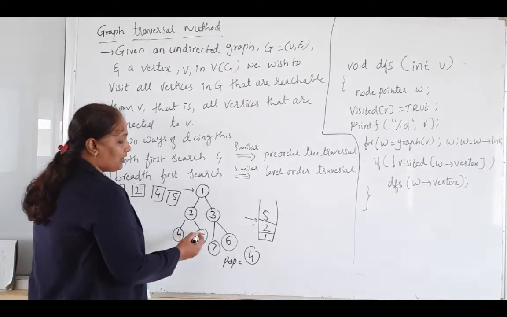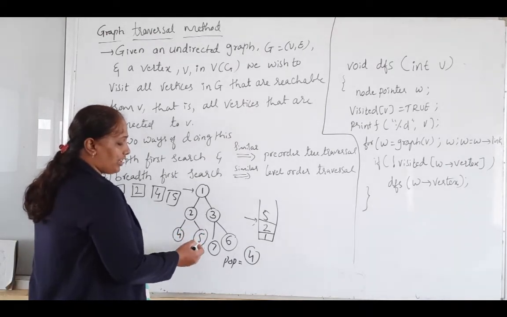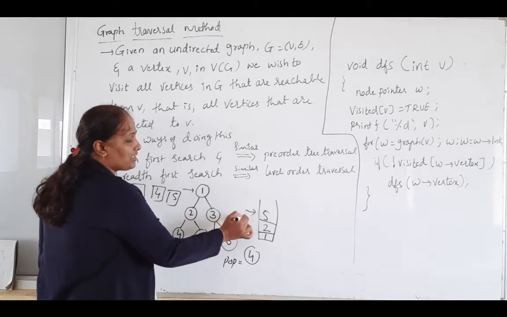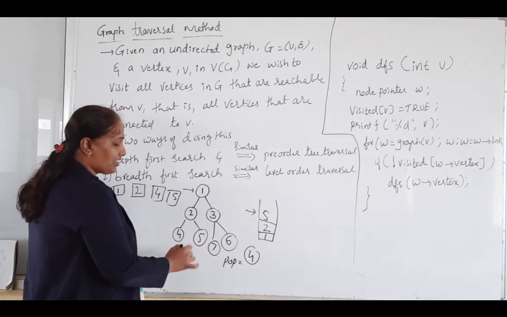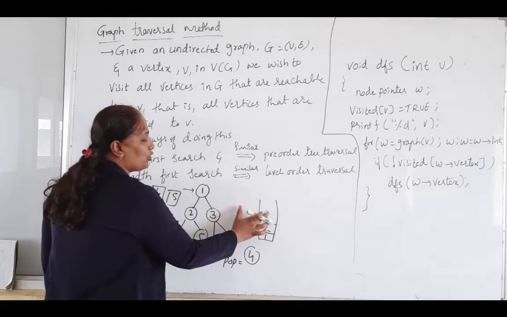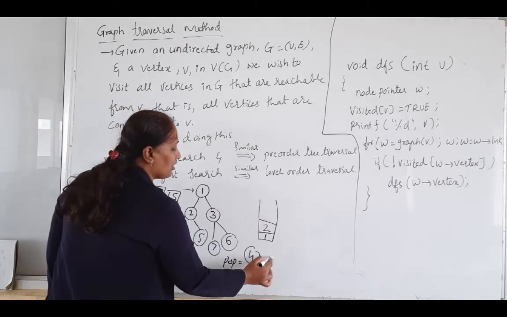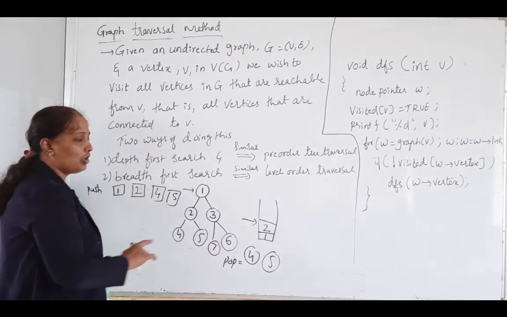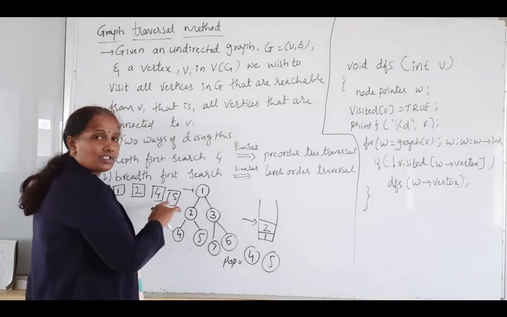Next, I will check the vertices which are connected to the top of the stack element. What is the top of the stack element? 5. Are any vertices connected to this? No. If not, then I am going to pop this from the stack. After popping, what will be the top of the stack? 2. So 2 is already visited.